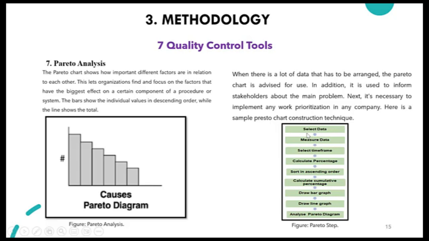So here it shows: select data, measure data, select time frame, calculate percentage, sort in descending order, calculate cumulative percentage, and draw the bar chart, draw the line chart, and last analyze the Pareto diagram. So that's about Pareto analysis.